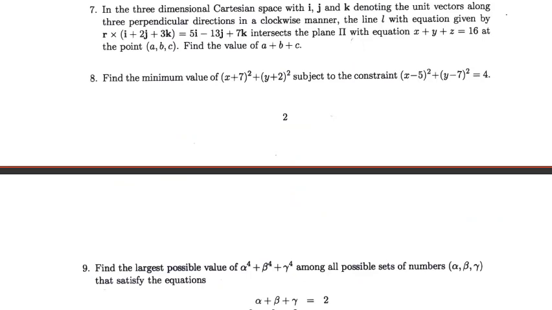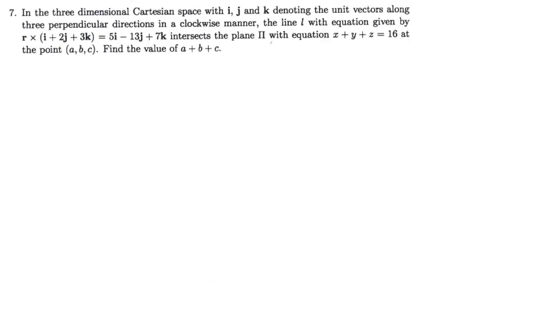Singapore Mathematical Olympiad 2021 open section first round, problem number 7. In three-dimensional Cartesian space, with i, j, and k denoting the unit vectors along three perpendicular directions in a clockwise manner, the line L with equation r cross (i + 2j + 3k) = 5i - 13j + 7k, where × is the cross product, intersects the plane pi with equation x + y + z = 16 at the point (a, b, c). Find the value of a + b + c.